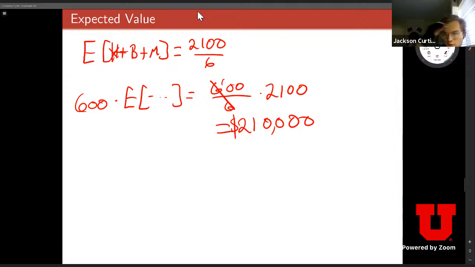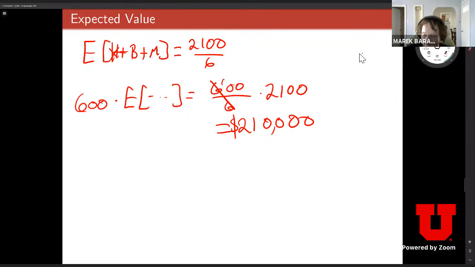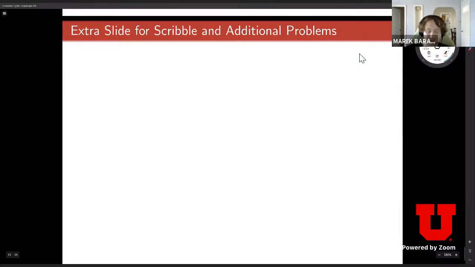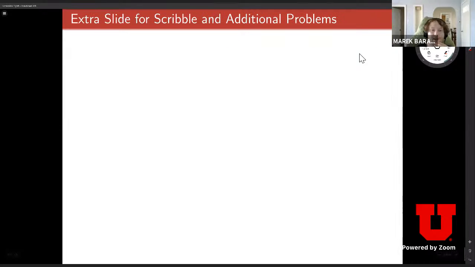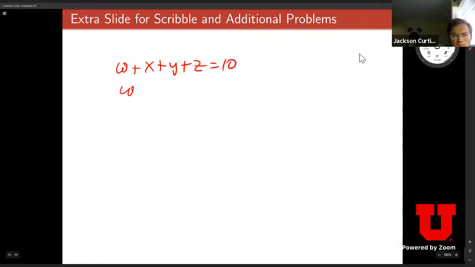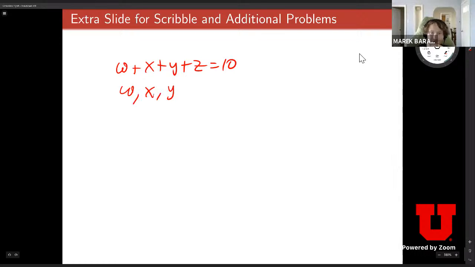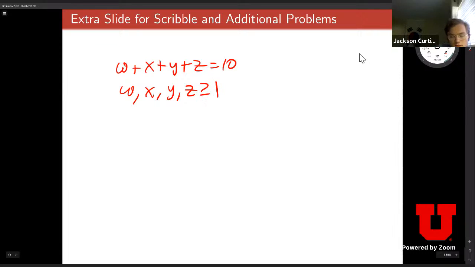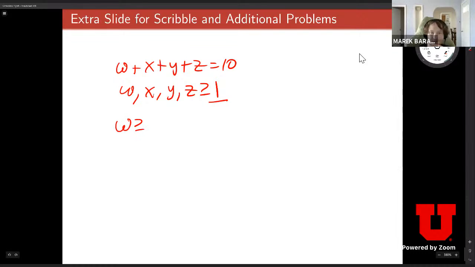Is there still time to talk more about the binomial, like the non-negative thing that we were talking about? Yeah, okay. So here, let me just do it down here. Let's say we have w plus x plus y plus z equals 10, and we say w, x, y, z are greater than or equal to 1. The formula only works if they're non-negative, but this is positive, right? Yeah. So what I say is w is greater than or equal to 1.